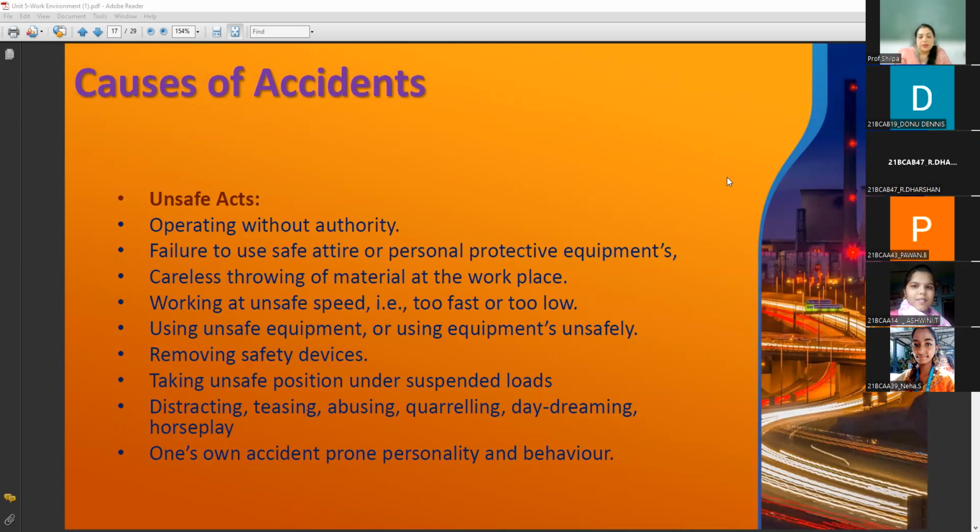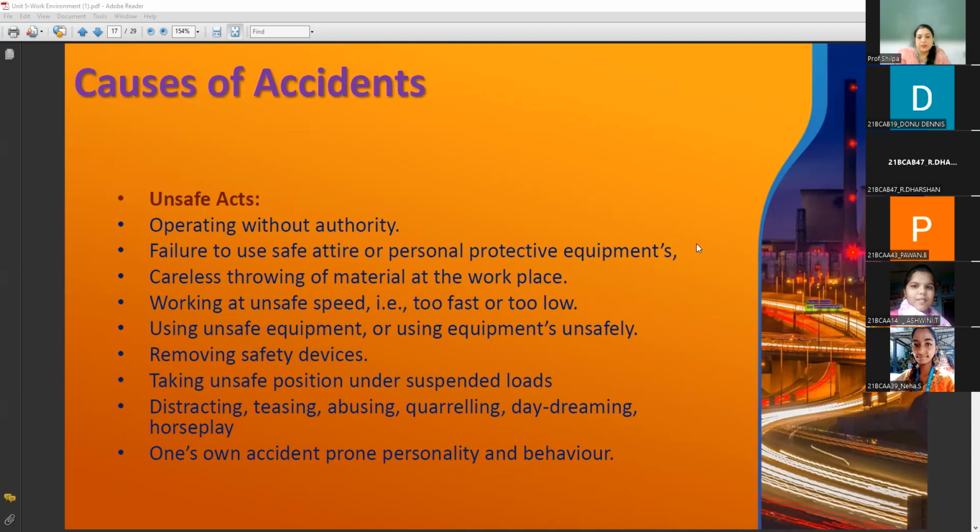that may lead to an accident. We have seen many times that workers or people working in the industry do not use safety attire and personal protective equipment like a headgear or a jacket or goggles, or gum boots, or gloves. These are all protective equipment, and if they are not using these kinds of personal protective equipment, this may lead to an accident.